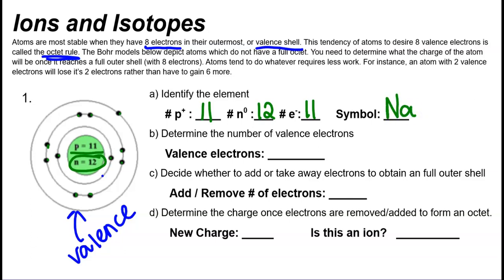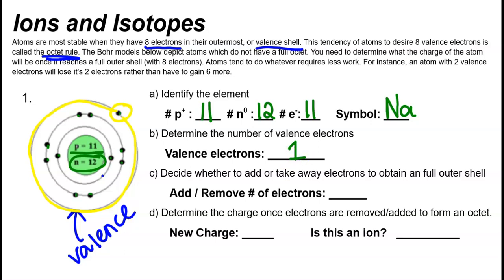Next, it's asking us how many valence electrons we have. And remember, valence electrons are the electrons only in the outermost shell of the atom. So now we're just looking at this outermost ring of the atom, and there's only one electron in that outermost shell. So we have one valence electron.